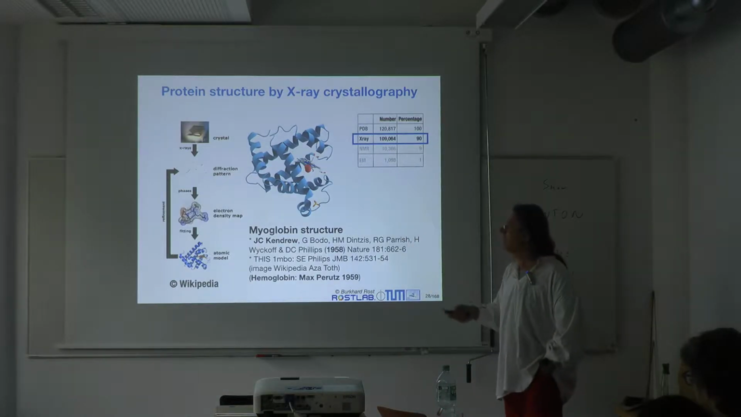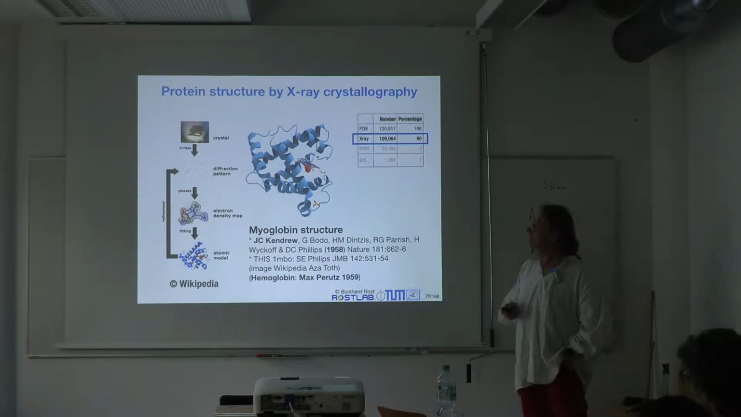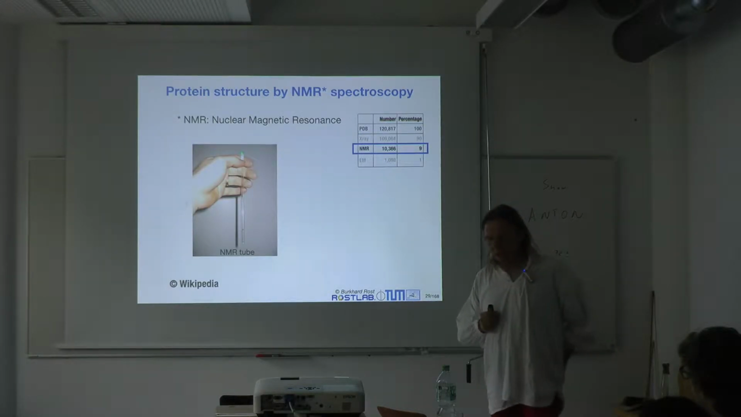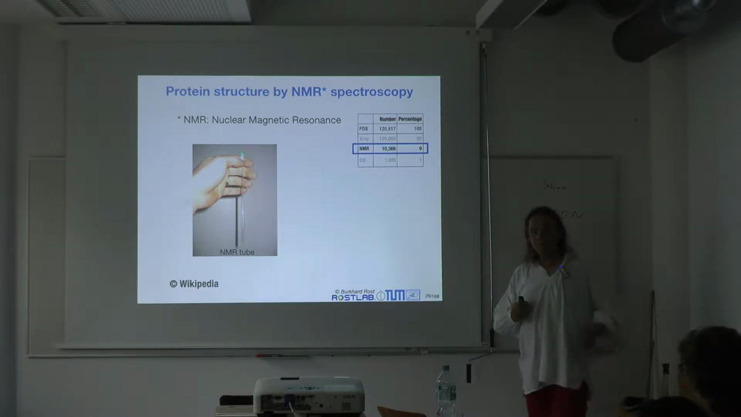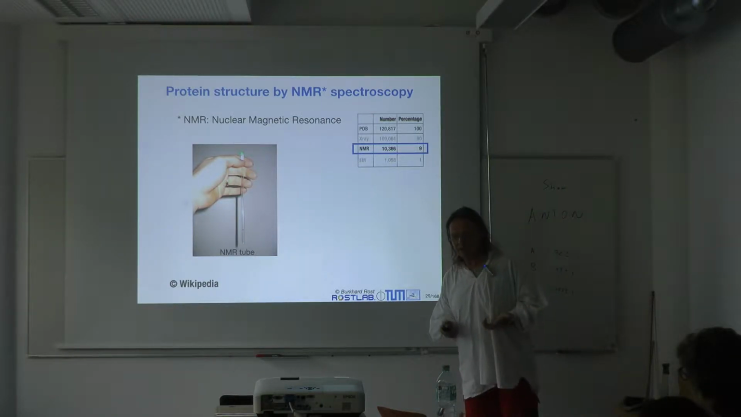This is sort of the most straightforward way. The problem, there's a variety of problems, but one is actually to get the crystal. NMR, nuclear magnetic resonance, starts from the protein in solvent. You just take it as it is in its natural environment. So that sounds very, very great.